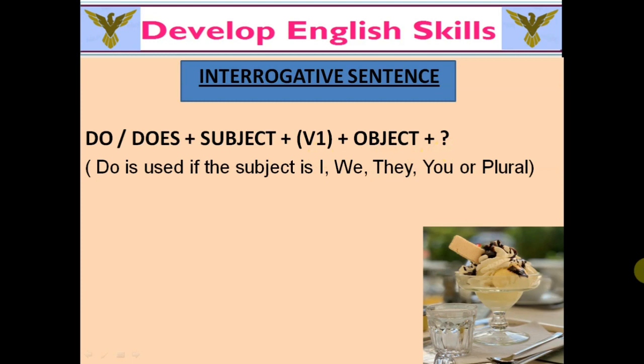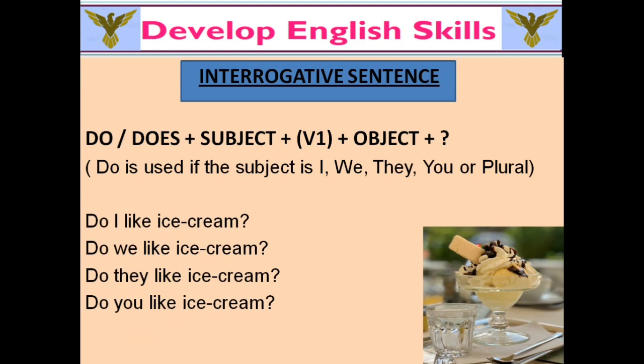So let's know where we should use do and does. So do is used if the subject is I, we, they, you, or in plural form. So you can read these examples. With I, we, they, and you, we have used do. Do I like ice cream? Do we like ice cream? Do they like ice cream? Do you like ice cream?